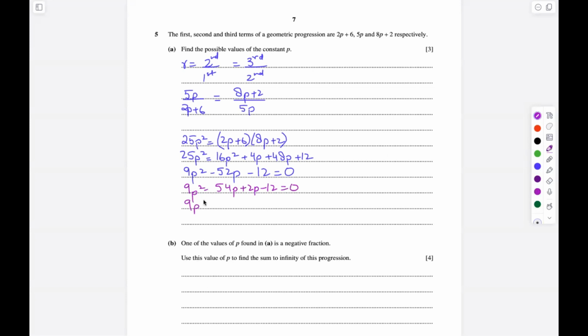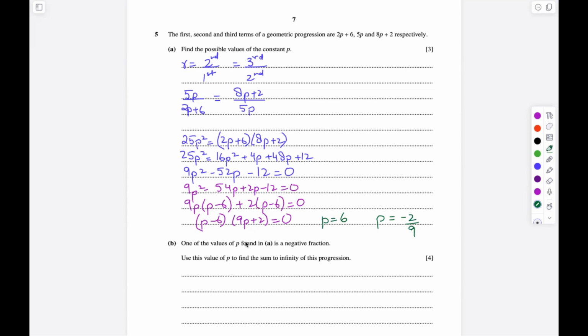So taking 9p common, this will become p minus 6. And taking 2 common over here, we'll get p minus 6 equals to 0. Simplifying, we'll get p minus 6 and 9p plus 2 equals to 0. So the values of p will be equals to positive 6 and p will be equals to negative 2 upon 9.